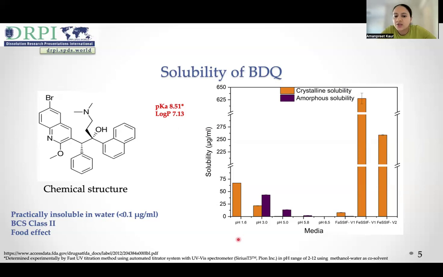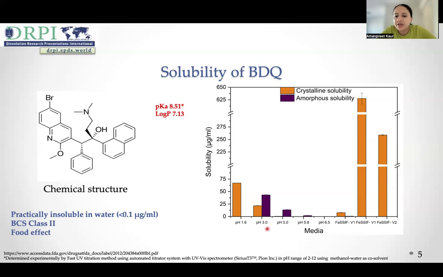Bedaquiline has a crystalline solubility of around 60 microgram per ml at pH 1.6, which drastically reduces with increase in pH to 6.5. However, we observed a dramatic improvement in crystalline solubility of bedaquiline in biorelevant media. In fasted state version 1 medium, bedaquiline has a solubility of around 7 microgram per ml. In fed state version 1 and version 2 media, bedaquiline has a crystalline solubility of around 600 and 250 microgram per ml respectively.